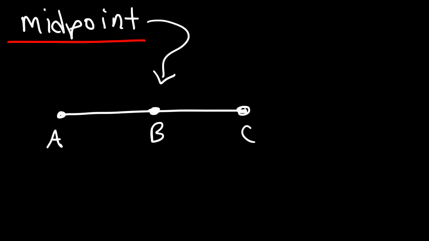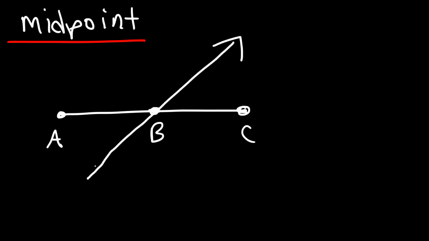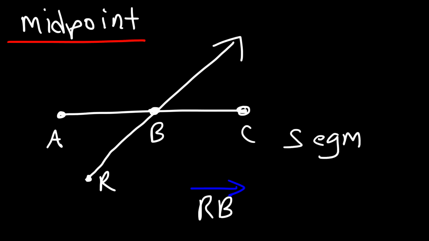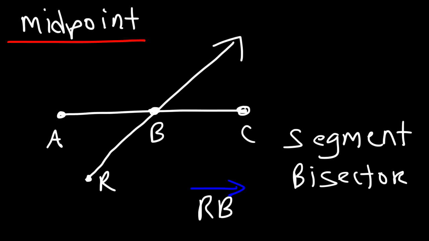Now, another term you need to be familiar with is something called a segment bisector. So let's say if we have a ray that passes through the midpoint. And let's say this is R. So ray RB is considered a segment bisector because it bisects the segment into two congruent parts. So we can see that AB and BC are congruent to each other.